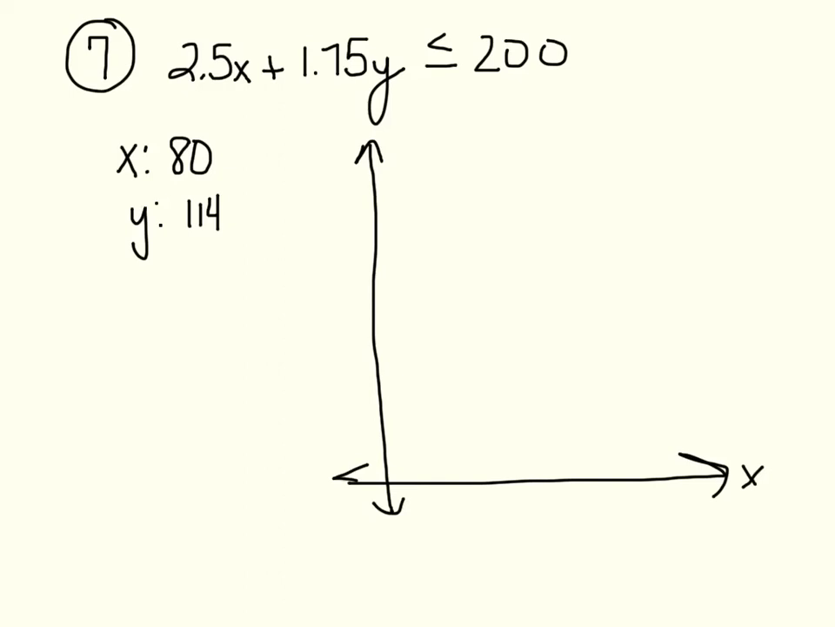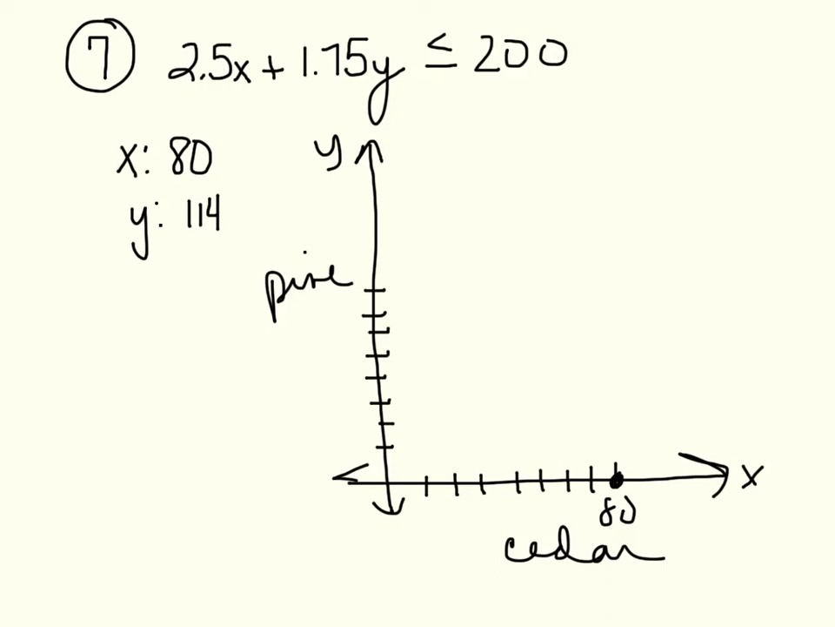Now, x is your cedar, y is your pine, and x would be 80, so I'm going to count by tens. 10, 20, 30, 40, 50, 60, 70, 80. Your y-intercept is 114. I'll count by tens. 10, 20, 30, 40, 50, 60, 70, 80, 110, 120. So 114 is about right here.